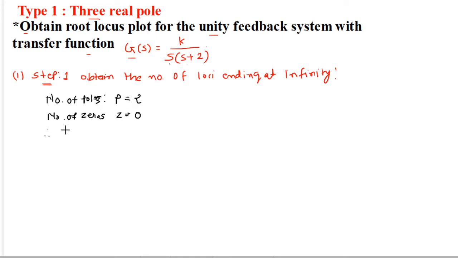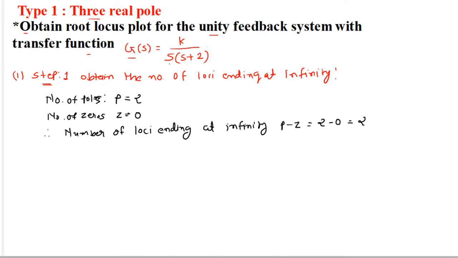Then the number of loci ending at infinity we can find by p minus z. Here p is 2 and z is 0, so 2 minus 0 is equal to 2. So the number of loci ending at infinity is given by p minus z, which is 2 minus 0, equal to 2. That is our step number 1.